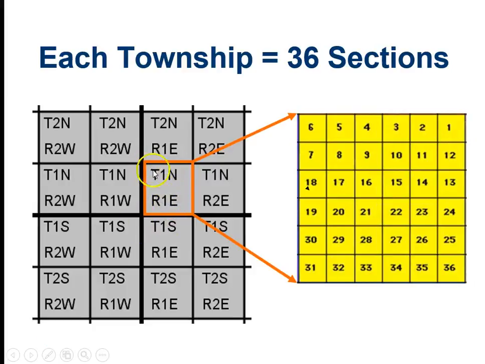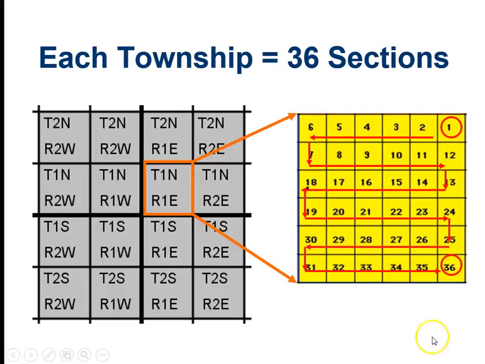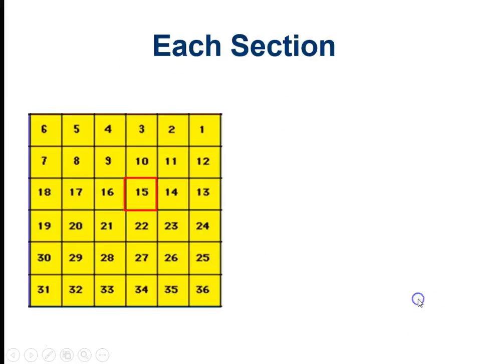Now within this square, they divide this up into 36 little blocks, which they call sections. Each township is divided into 36 sections. They always start in this corner here, and it zigzags back and forth going down, ending with 36. So let's say that I now know I'm in Township 1 north, range 1 east, section 15.